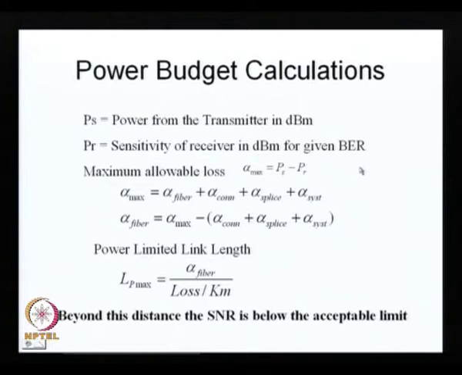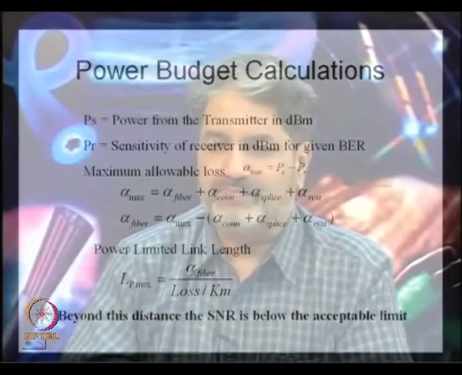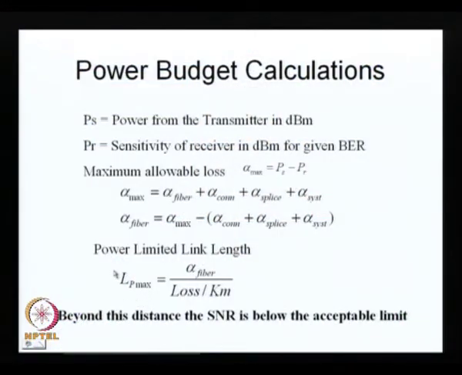So, the one calculation which one does while designing the optical link is what is called the power budget calculation. It is essentially balancing of the powers at various locations on the optical fiber, and that is one limit which you get for the optical link length, beyond which the signal to noise ratio is below the acceptable value.